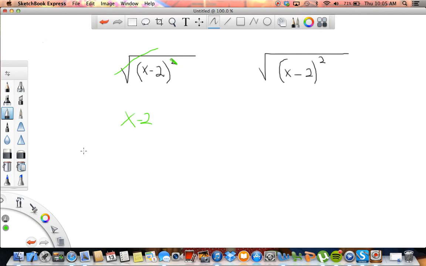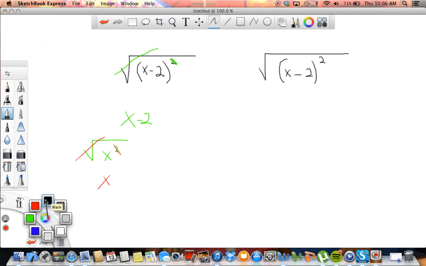So even if you had something like the square root of x squared, again, the square root sign is going to cancel out, my 2 is going to cancel out, and that's going to leave me with x. So you can do that every single time. That's how I like to do it.